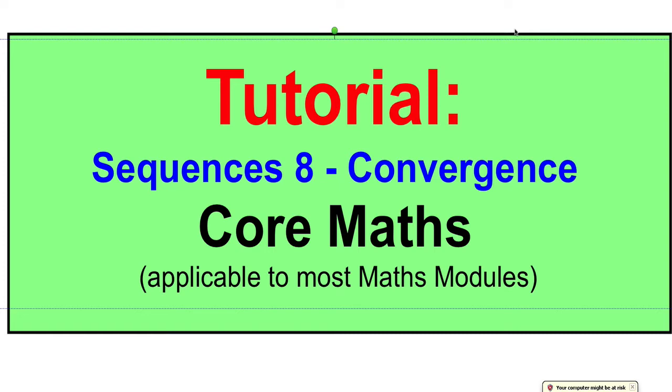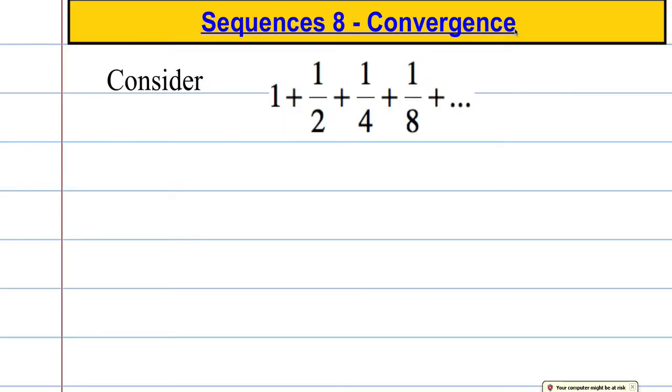Okay, now we talked about convergence in a previous video and what we're going to look at now is what happens if we add up a geometric sequence or a geometric series forever. What would happen? So let's consider this geometric series here. So 1, a half, a quarter, an eighth. You're going to have a 16th next and so on and so forth. What would happen if I was to add this up to infinity? So if n was infinity, what would the sum of the series be?